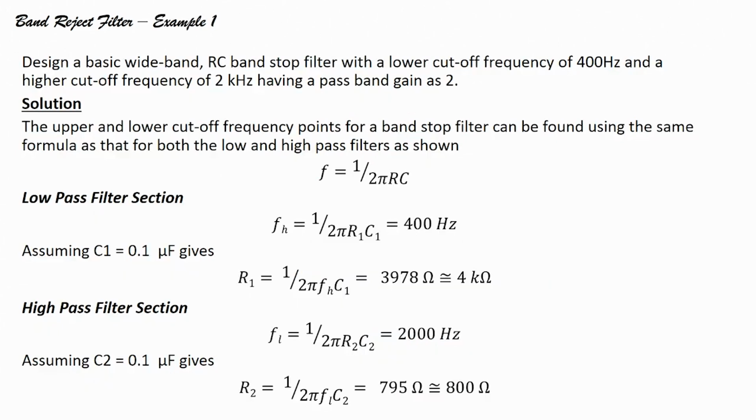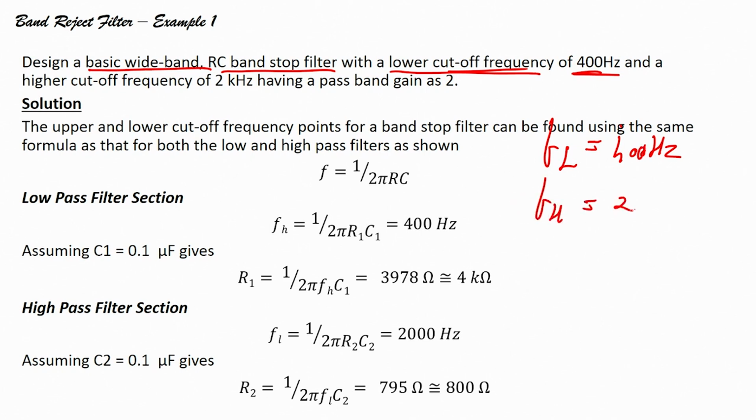So, let us now design a basic wide band RC band stop filter with a lower cutoff frequency FL equal to 400 hertz, FH equal to 2 kilohertz, and gain 2.